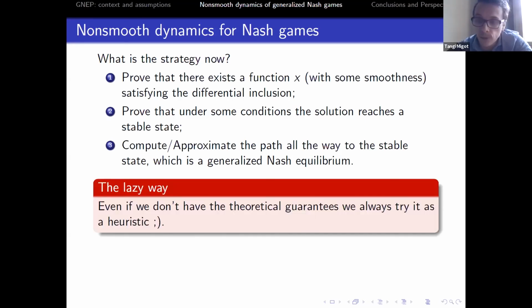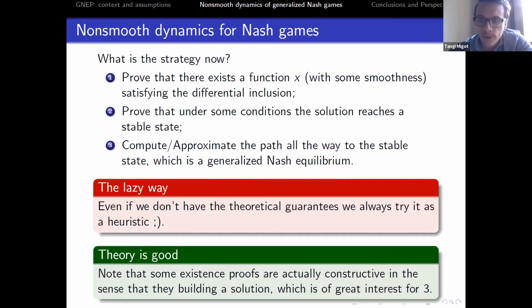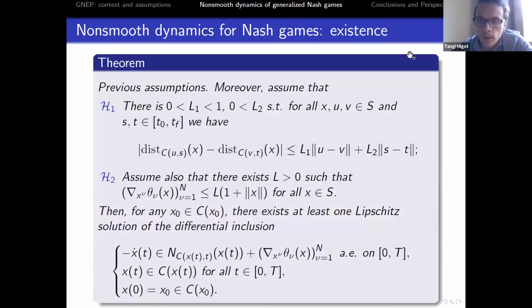Okay. If you are very lazy, as I am sometimes, you can just try to track the path, even if it doesn't exist, as a heuristic. And also I want to point out that studying theory might be painful sometimes, but it's very useful because most of these existence proofs are constructive actually. So they are based on methodology. And to give you a small idea of what type of existence result we can have, here is a very general one.